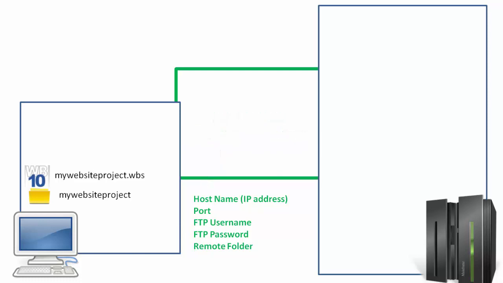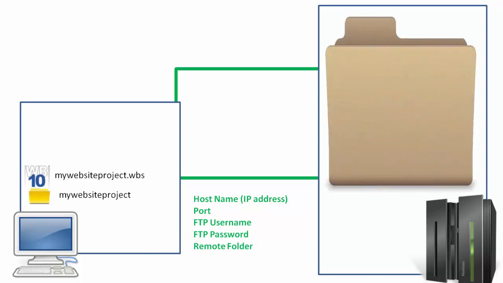They'll also tell you what port to connect to, and almost every time that port is number 21. That's the universal port for connecting to an FTP server. Of course, you'll also have a unique FTP username and FTP password that your host will give you. It's usually the same username they've provided you for your control panel or your cPanel. And finally, they'll tell you where they want you to store your website on that server. And that's called your remote folder.